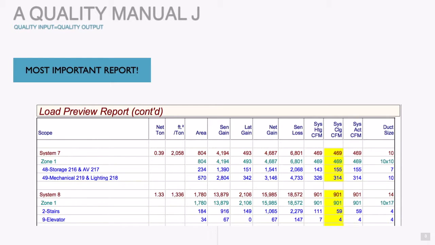So I'd like at this point to introduce you to what I consider to be the most important report that comes out of the load calculation, in case you're not already familiar with it, and that is a load preview report. This is the report that your third-party contractor will have on hand when they come to test out your systems in your home. And what's probably most important to them would be that highlighted column, which is the system cooling CFMs. Those are the allocated flows for each room. But what we're going to be looking at is that net gain column. And I'll be pointing out some numbers over there a little bit later.